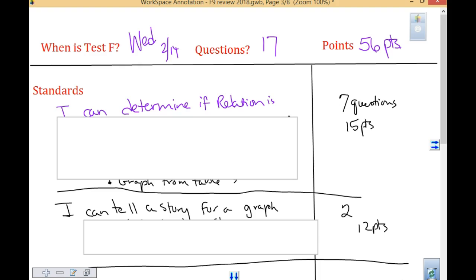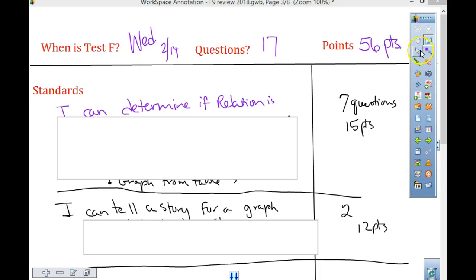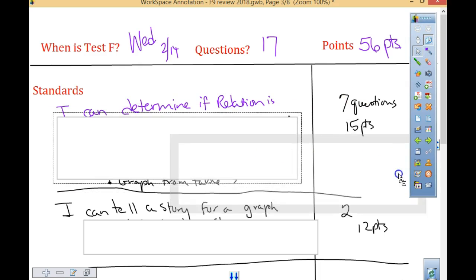Proficiency scales. If you can look through these proficiency scales that are on that very back page of your notes, you should be able to do most of those. And if you can, you'll probably do okay on the test. So, first standard up here. Corey, would you read that top one on that blue poster? I can determine if a relation is a function.